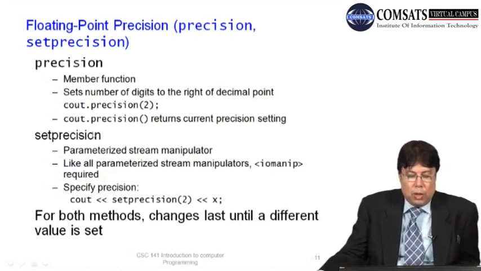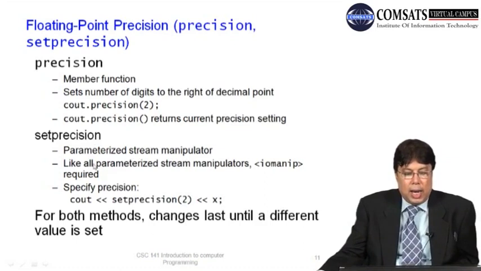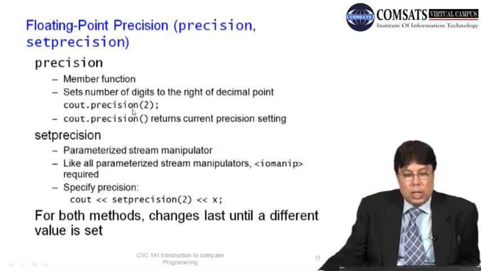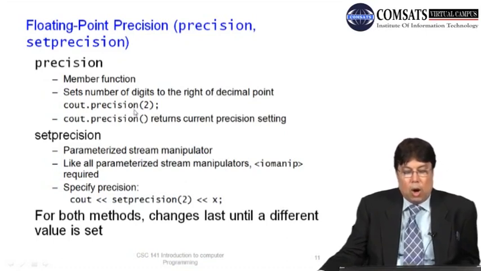And setprecision we are using here as a parameterized stream manipulator. You can do it as a member function here, or as a parameterized manipulator. Here is the member function. You have set the precision to 2, and then the precision call will give you the precision you have set. And here you can also use it like that: cout setprecision 2 value of x.